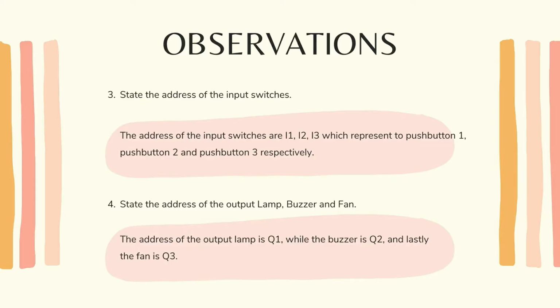Next, for observation number 3, state the address of the input switches. The addresses of the input switches are I1, I2, I3, which represent push button 1, push button 2 and push button 3 respectively. For observation 4, state the address of the output lamp, buzzer and fan. The address of the output lamp is Q1 while the buzzer is Q2 and the fan is Q3.